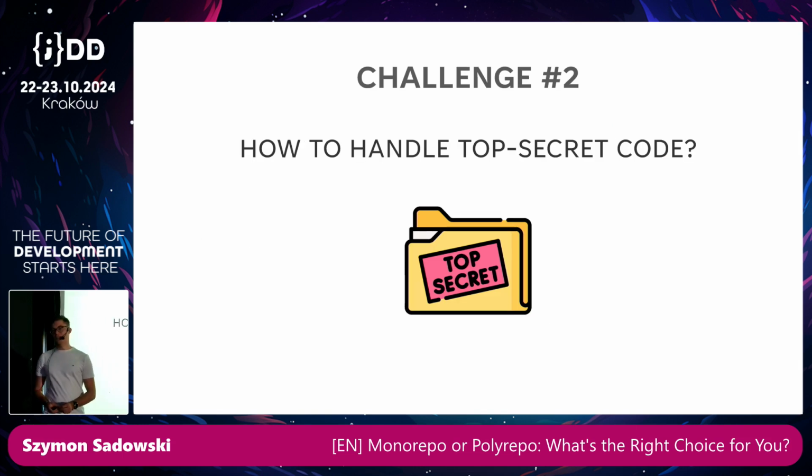The second challenge, a very big one, is how to handle top secret code, because Git doesn't have an inherent mechanism of access control, right?